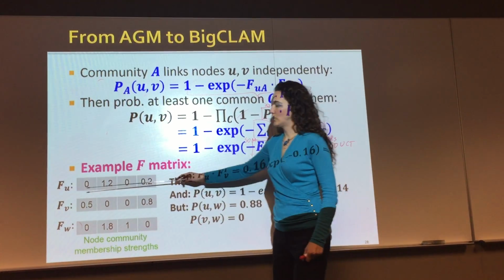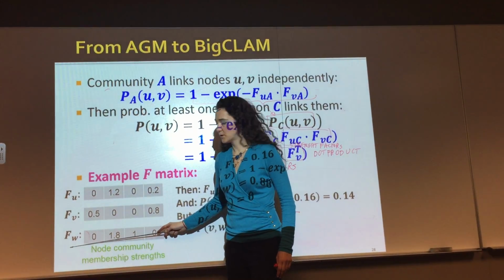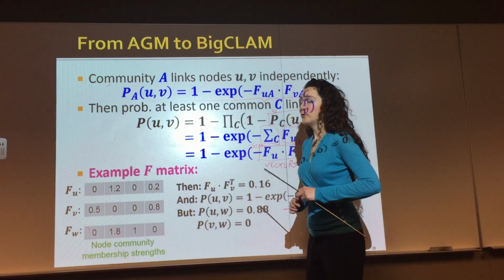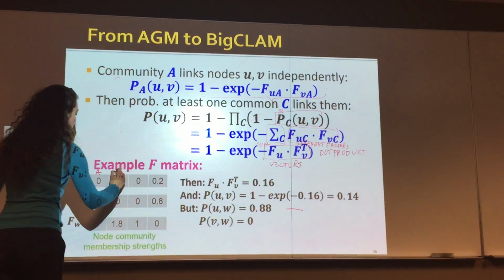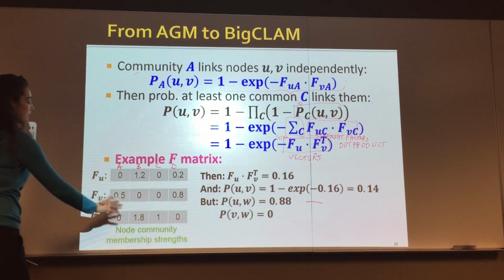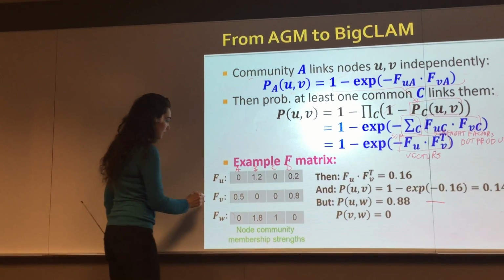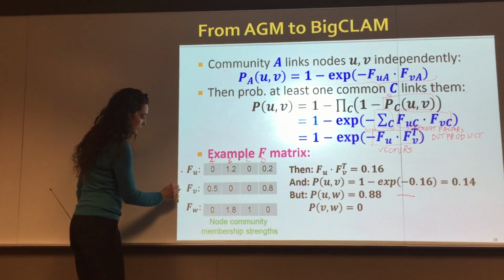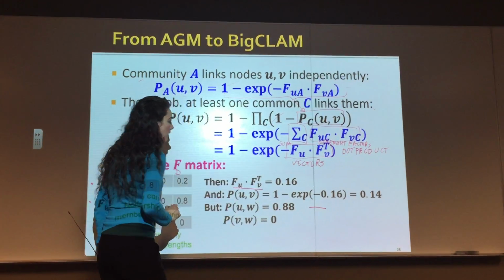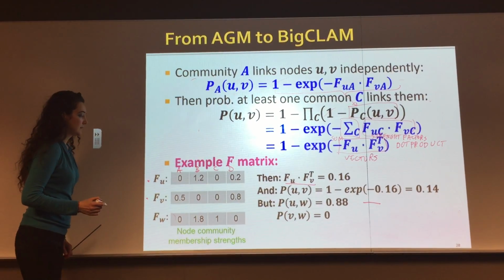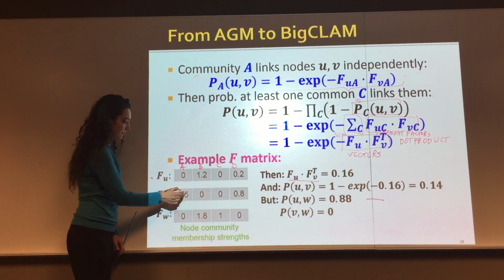So we have one person U, another person V, and a third person W. These are the communities. This is community A, B, C, and D. This is our matrix F that we were looking at earlier. If we're going to compute between U and V, this is this number right here. What you will notice is that the probability for the first community is 0 for U.